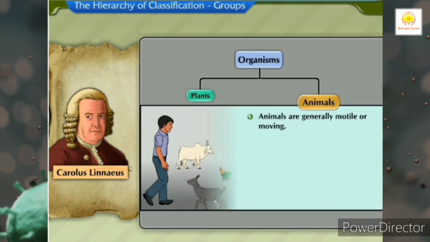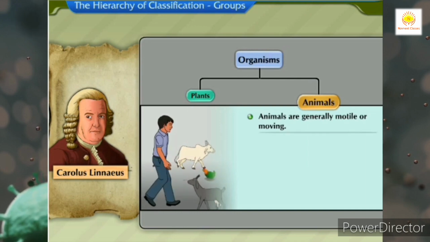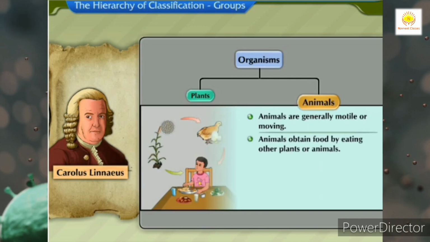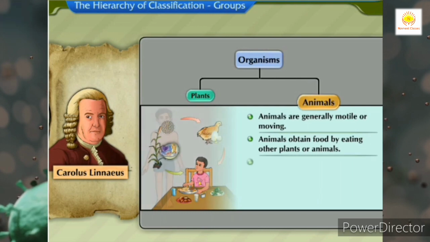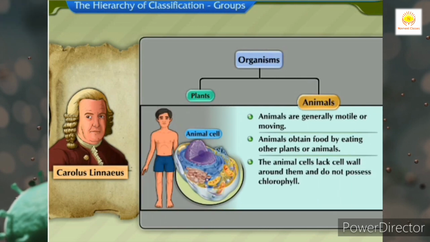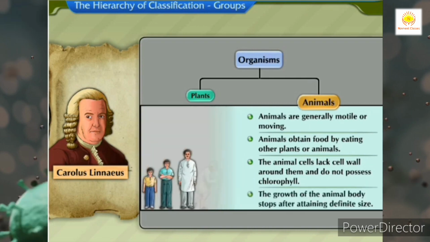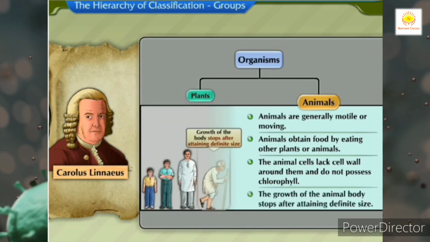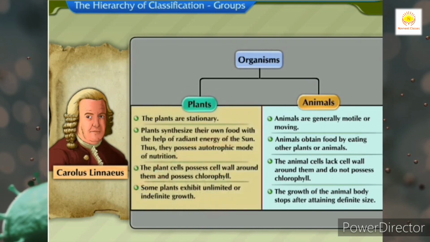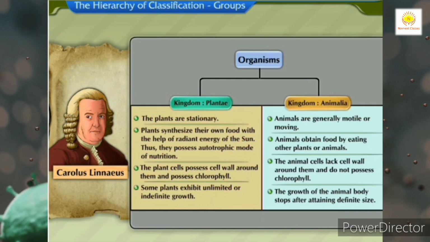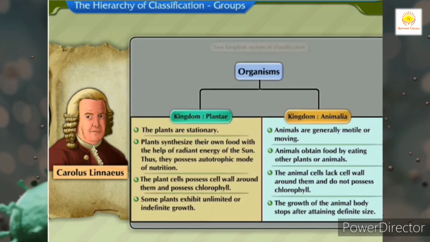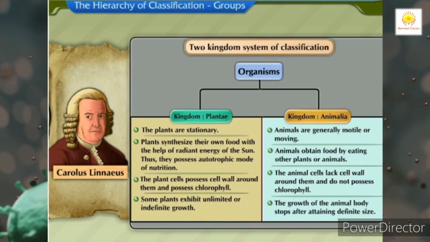whereas animals are generally motile or moving, and they obtain food by eating other plants or animals. The animal cells lack cell wall around them and do not possess chlorophyll. The growth of the animal body stops after attaining definite size. On the basis of these basic differences, Linnaeus classified all the living organisms into two groups, such as Kingdom Plantae and Kingdom Animalia. In this way, he proposed two-kingdom system of classification.